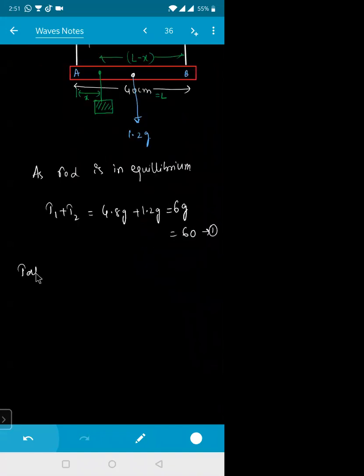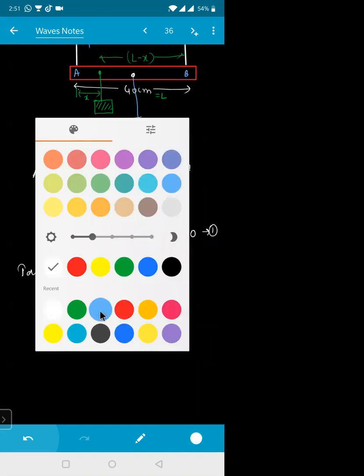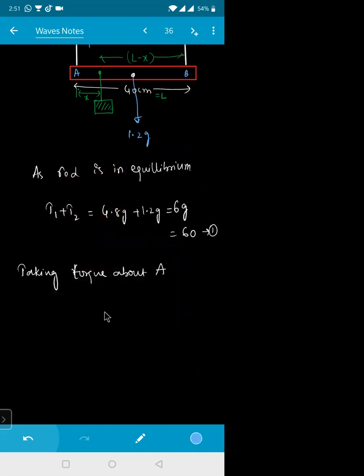Taking torque about A. What do you mean by that? What do you mean by torque? For rotational equilibrium, the net torque about A must be equal to zero. Clockwise torque must be equal to anti-clockwise torque. That means the weight which has been acting in a downward direction, how much is it? 4.8 times g. It is 4.8 into g, this force, into perpendicular distance x, plus 1.2 into g into the distance, which is nothing but 20 centimeter, half the length.